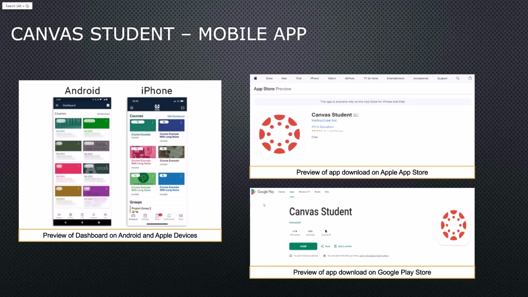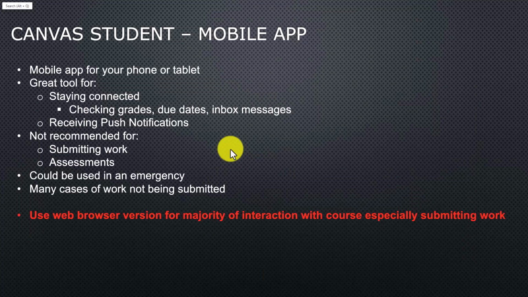An alternative way to access Canvas is through the Canvas Student mobile app. You'll see here the previews for both the app on the Apple App Store as well as the Google Play Store, and a preview of what the dashboard looks like on your mobile device, whether that is your phone or your tablet. A few things to be aware of with the mobile app.